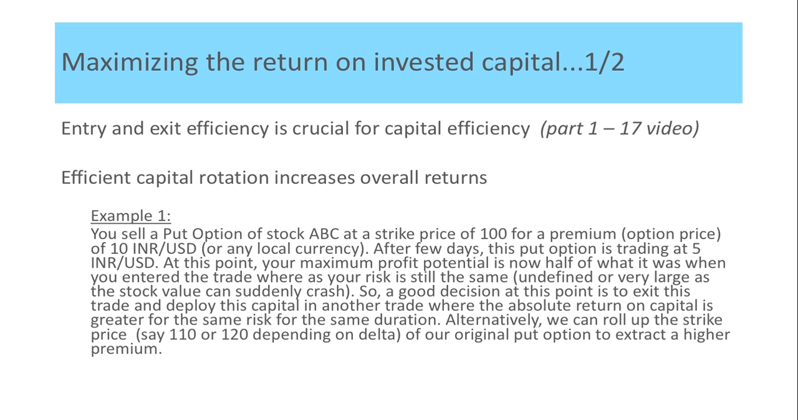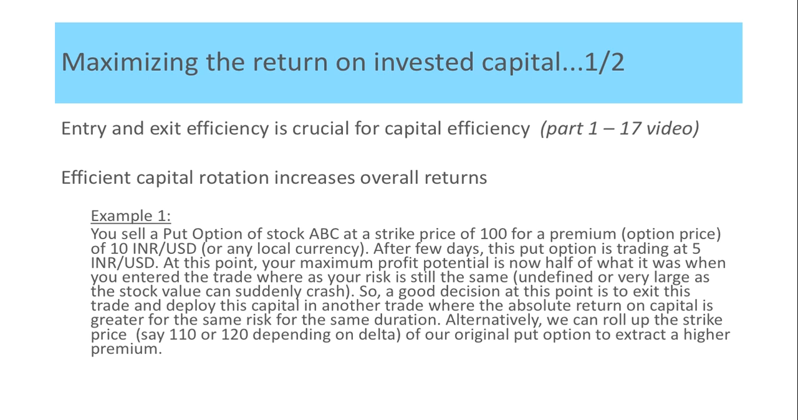So you sold this option at 10 bucks per share and now it is trading at 5 bucks. So you've already extracted 50% of your maximum profit potential in this trade. A good decision at this point is to exit this trade and deploy this capital in another trade where the absolute return on capital is greater for the same risk, for the same duration.